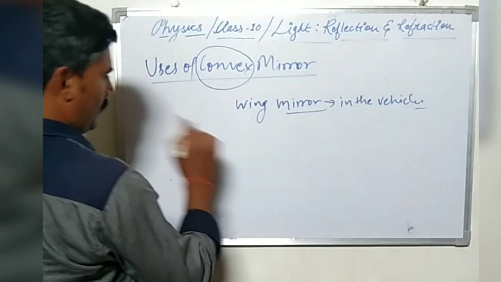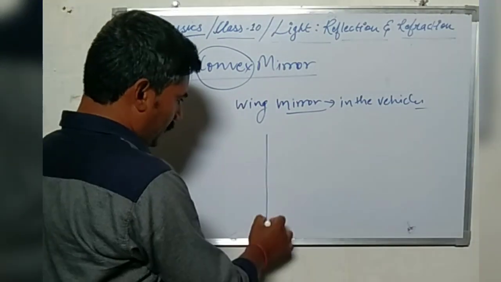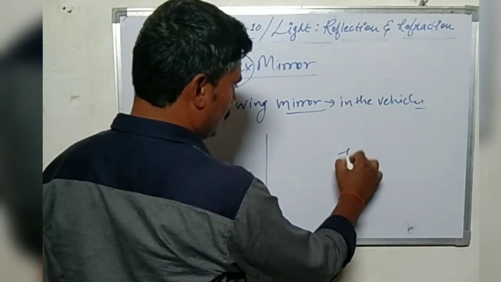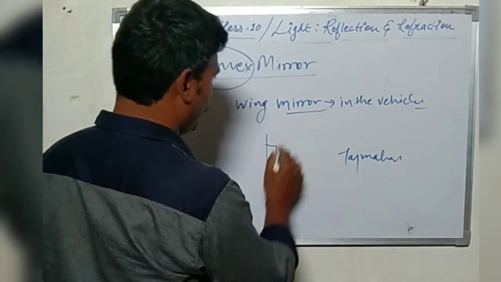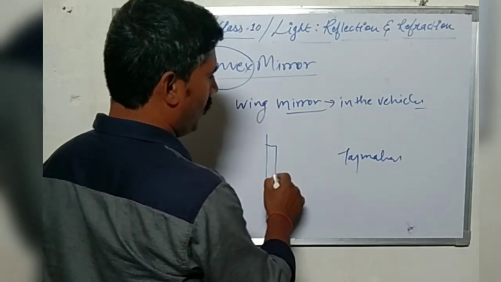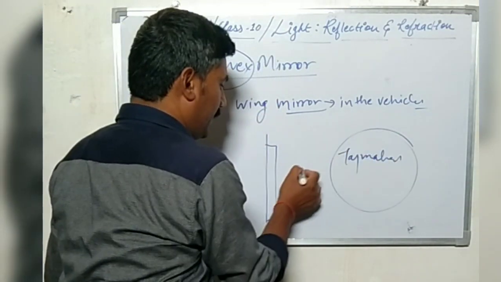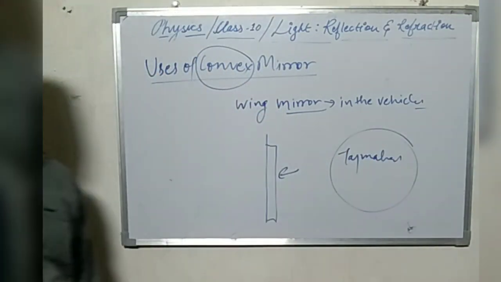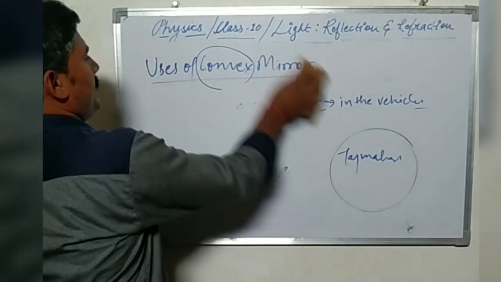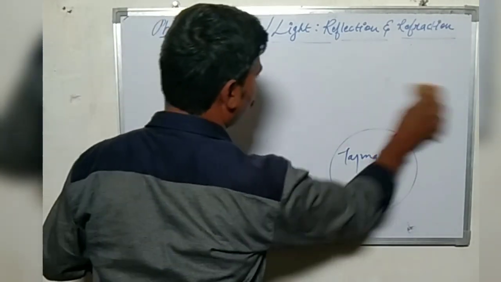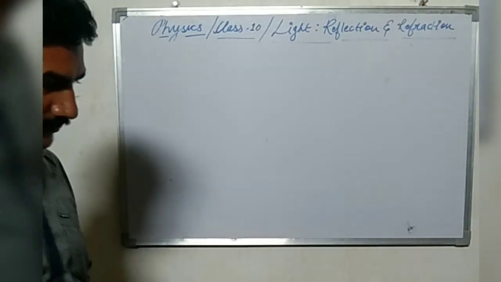Or you must have listened about this, that opposite the fort of the Taj Mahal, there is a mirror, that is a convex mirror, in order to see the whole Taj Mahal in that mirror. Okay, so we have also discussed the uses of convex mirror.